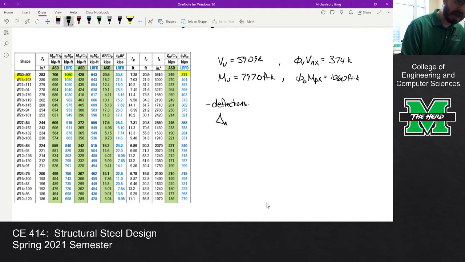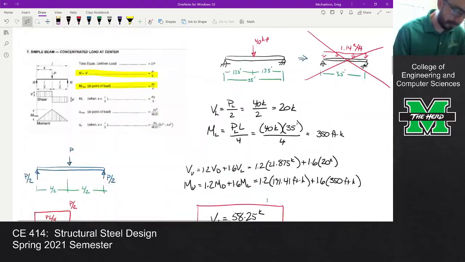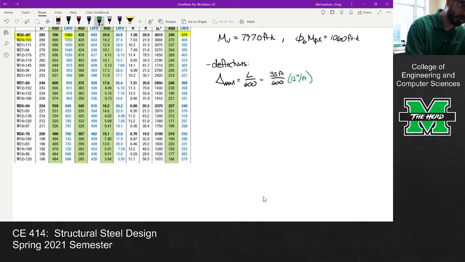we had that our maximum was L over 600, I believe it was. And L over 600, let me make sure I'm correct on that. Yeah, so L over 600. And so for L over 600, that ended up being, I believe, 0.7 inches. Yeah, 35 times 12 over 600, right? So maybe I'll repeat that just to make sure everybody's clear on that. 35 feet over 600 times 12 inches per foot. Yep, so that's 0.7 inches.